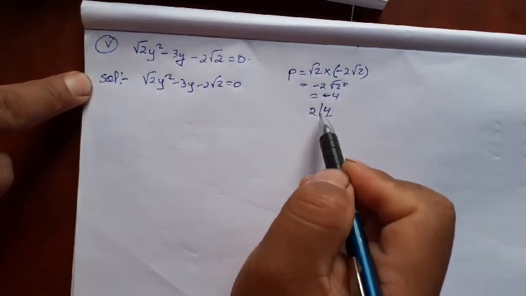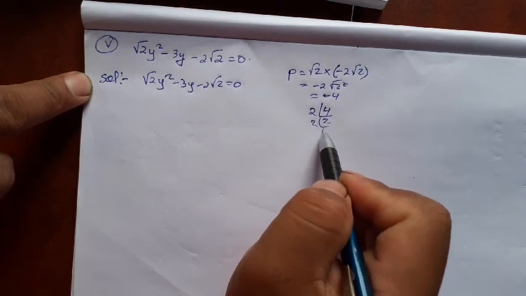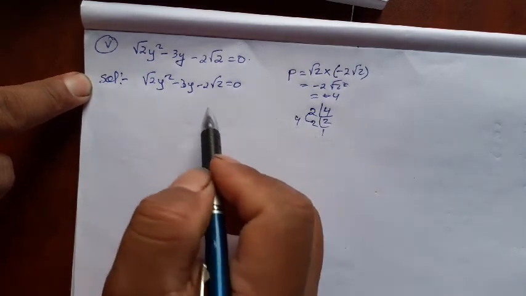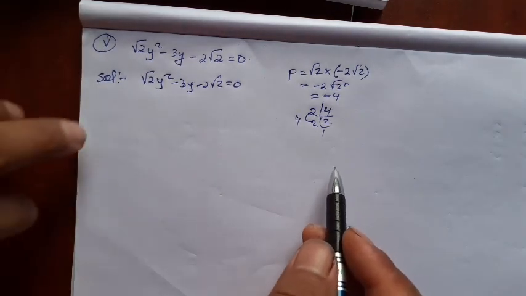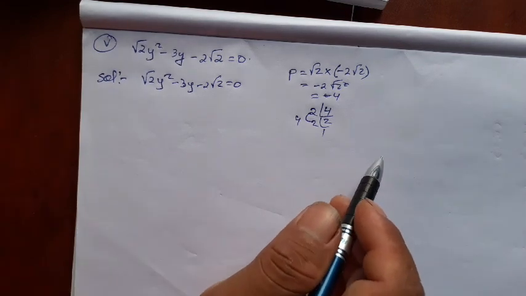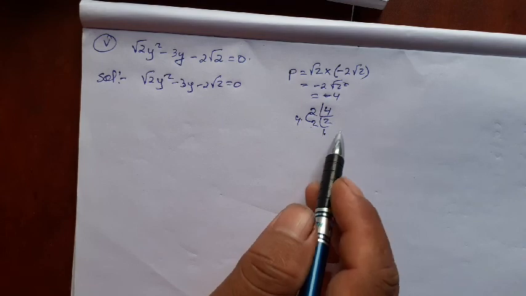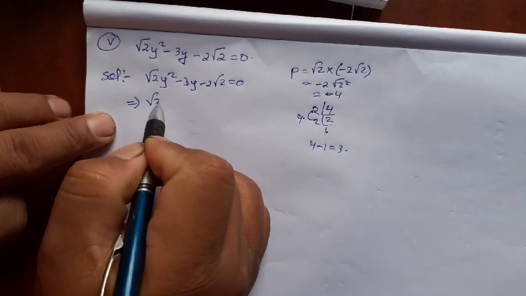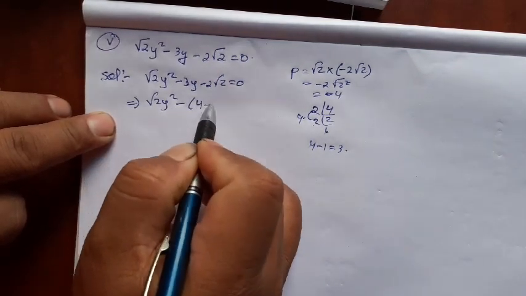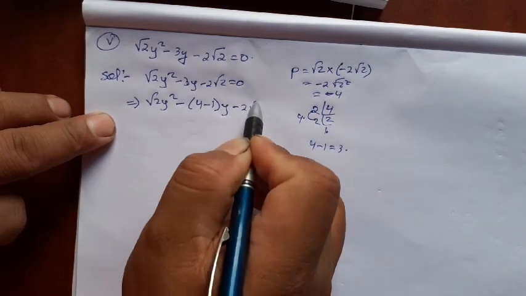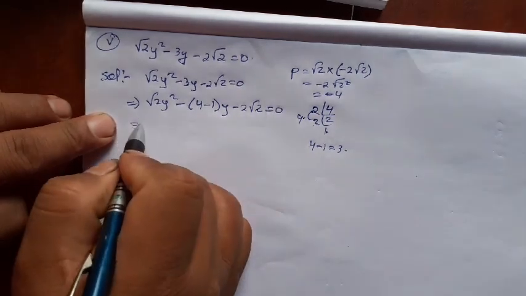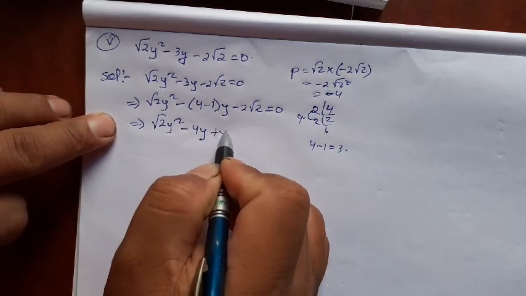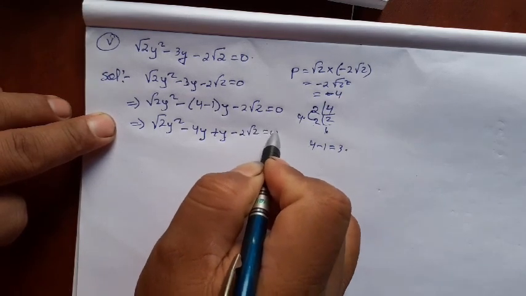Prime factorize this. 4 is 2 times 2. And in order to get minus 3, 4 minus 1 can give you 3. So I'm going to put it as 4 minus 1, which will become 3. So from there we obtain root 2 y squared minus (4 minus 1) into y minus 2 root 2 equals 0. This implies root 2 y squared, open the bracket, minus 4y plus y minus 2 root 2 equals 0.